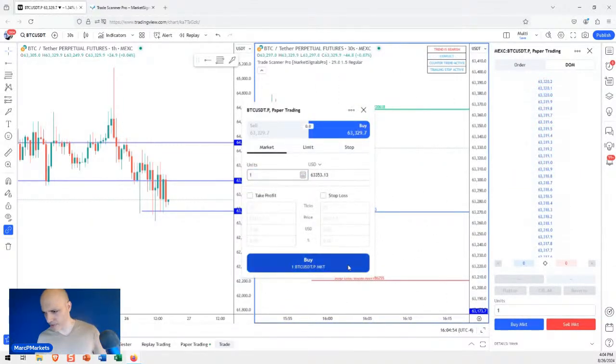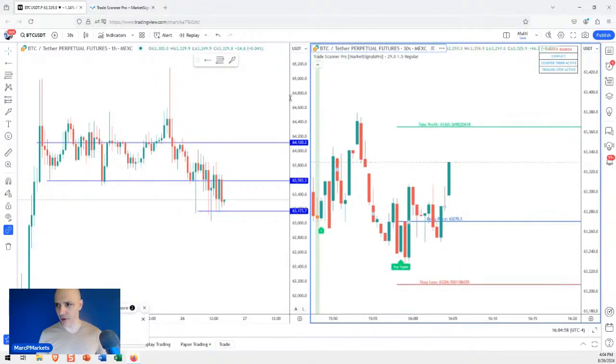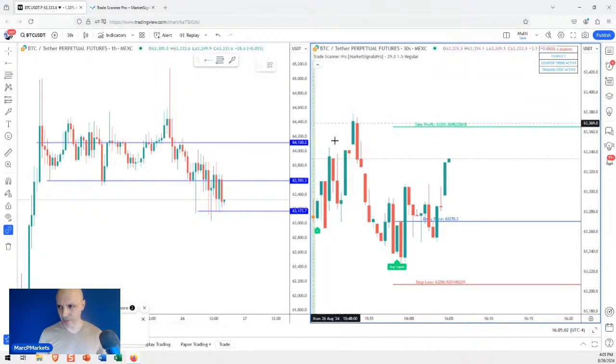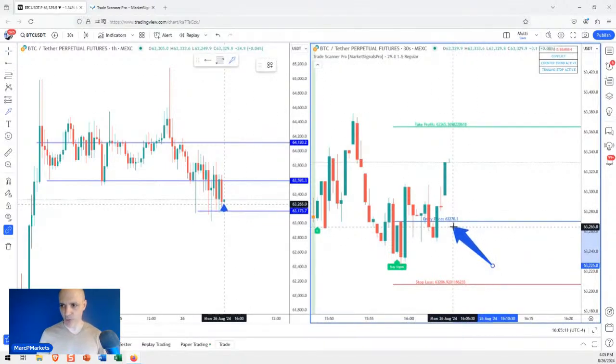It's a 1 minute chart. Why not? This is on paper, by the way. All right, so I bought one here, but notice the price. I bought it up here. Is that a good price to buy it? No, it's not. This was the price to buy it, the blue line. That's where I should have bought it, or at least when it closed above it like that, right?